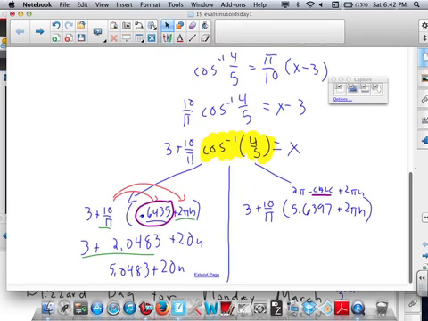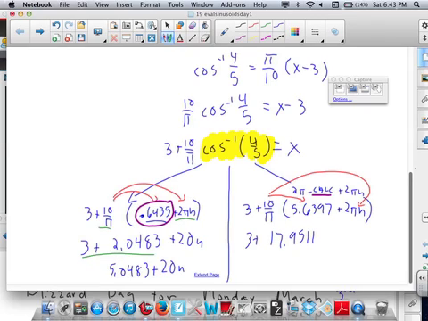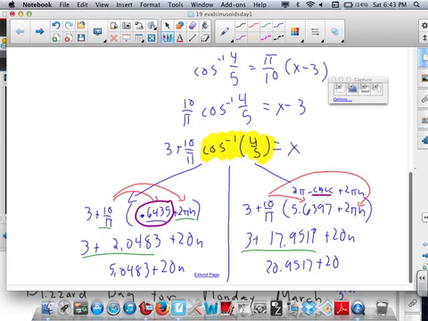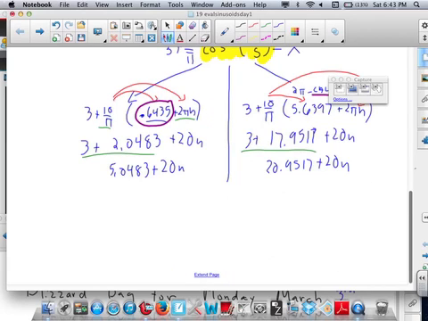Now, let's do the distributive property again with this 10 over pi. We're going to take it times this number, and then we're going to take it times this as well and write it again. So that's 3 plus 10 over pi times 5.6397, which winds up being 17.9517. And 10 over pi times 2 pi n is 20n. Now, I can add these two numbers together again. That'll wind up being 20.9517 plus 20n.